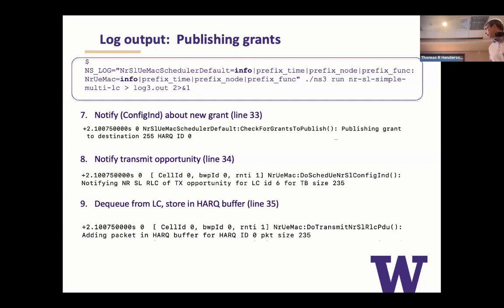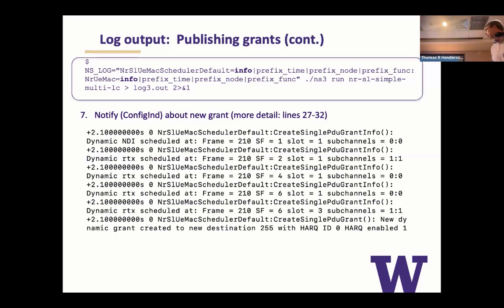There's a config indication primitive that's passed from the scheduler to the MAC saying there are grants to publish. So in this initial example, I'm publishing a grant to destination 255, which is a broadcast destination, using a HARQ ID of 0. And then the MAC notifies the RLC of this transmit opportunity on this particular logical channel for this amount of data. The RLC uses this notification and sends that packet down into the MAC, which will then store it for when the grant actually executes.